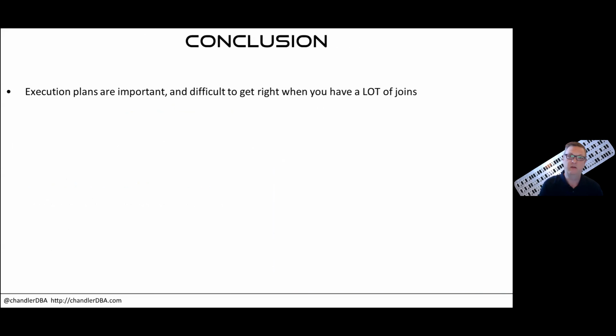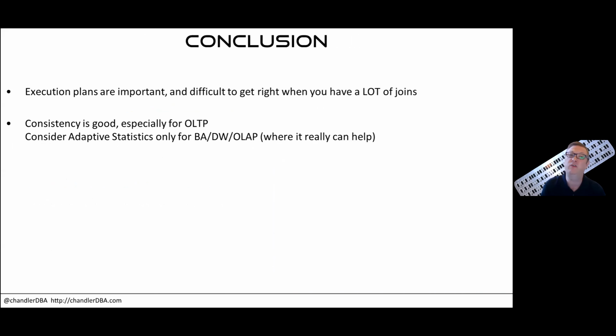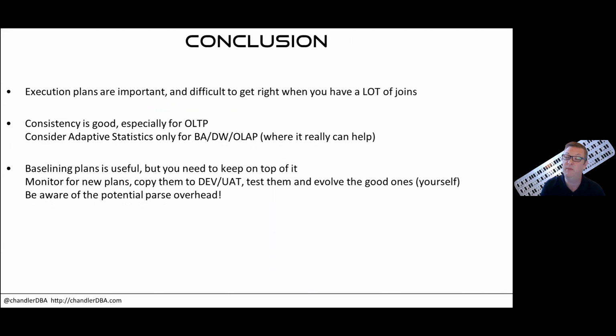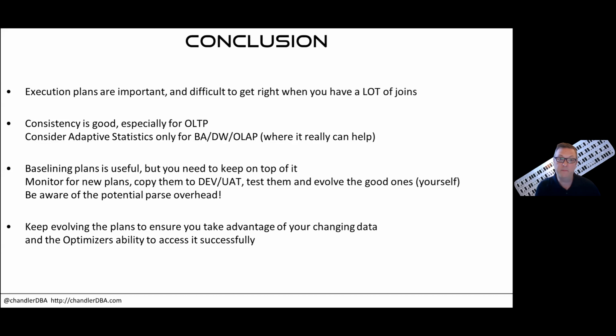So execution plans are important. Consistency is good for OLTP. Adaptive stats can be good for more analytic type databases. Baselining is useful, but you should keep on top of it. Monitor for new plans. Think about whether you really want it to auto-evolve. And keep evolving the plans to make sure you're taking advantage of your changing data. Your data changes, your data distributions change. The numbers change. The optimizer needs to have the best information possible to try to get you the best plans possible.